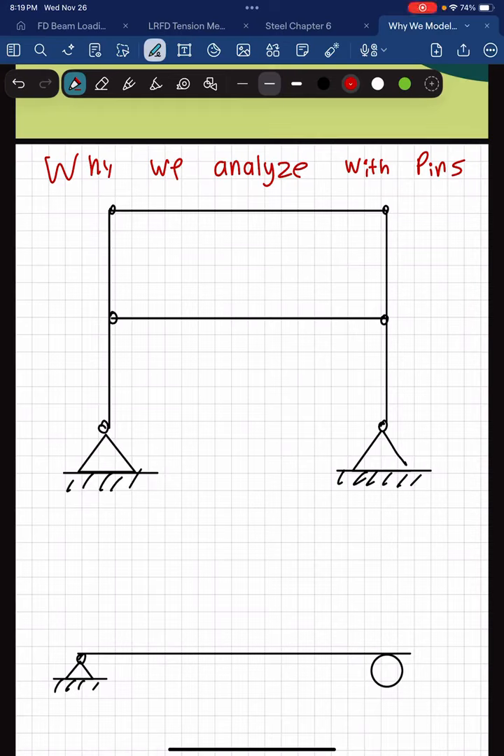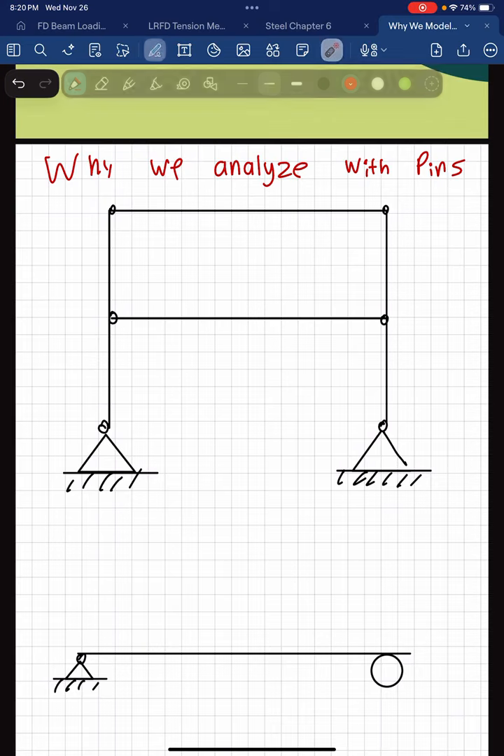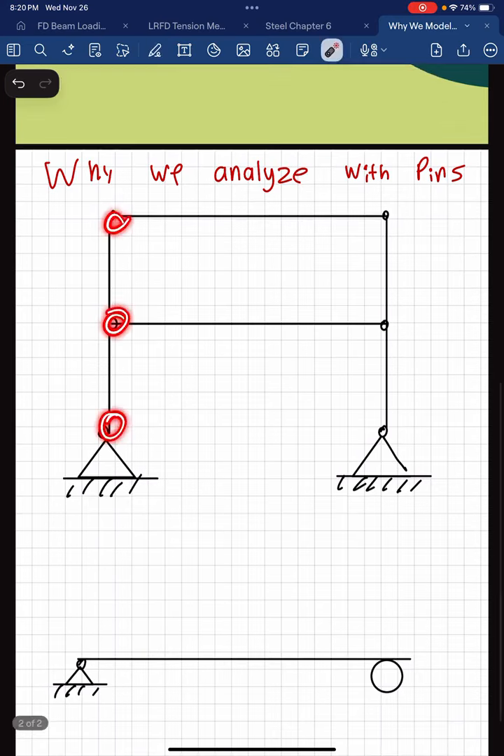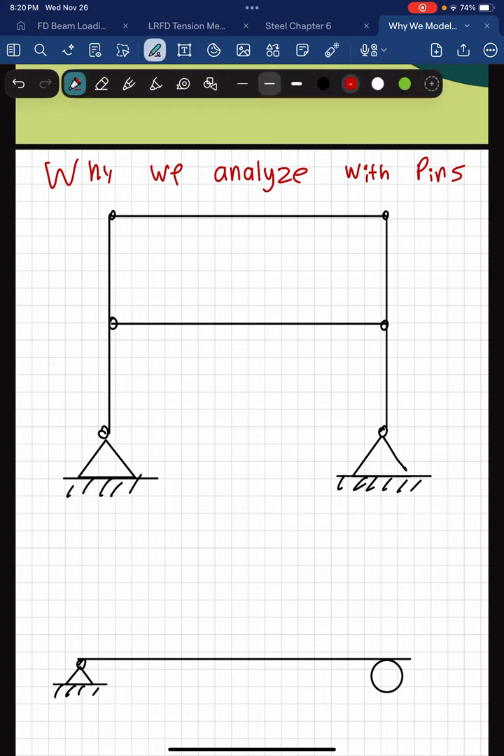Why do we model so many connections as pins in structural analysis? If you've done any sort of structural analysis before, you've probably seen a diagram such as this before, where we have lots of connections in here. All of them are modeled as pins, and you think to yourself, well, in real life, that doesn't really make sense because this would never actually be a pin.